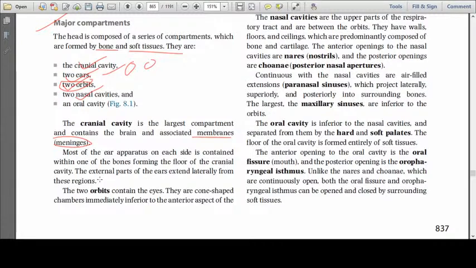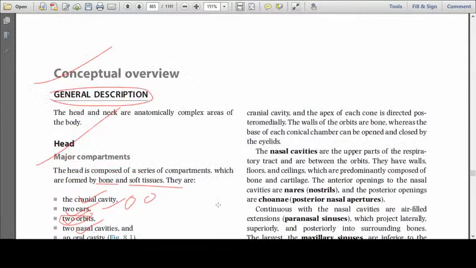The two orbits contain the eyes. As I have already told, they are cone-shaped chambers immediately inferior to the anterior aspect of the cranial cavity. So we'll be looking through the cranial cavity.